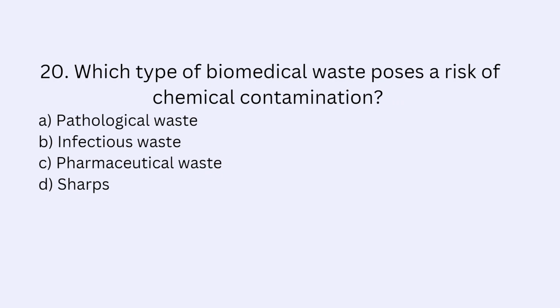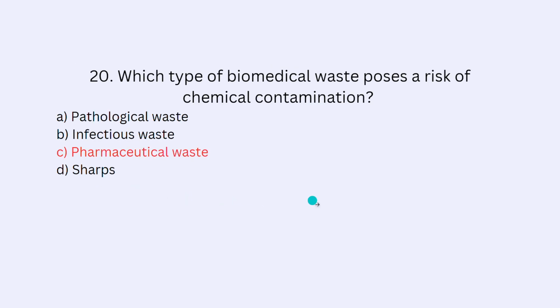Which type of biomedical waste possesses a risk of chemical contamination? Option A, pathological waste. Option B, infectious waste. Option C, pharmaceutical waste. Option D, sharps. The answer is pharmaceutical waste. Chemical contamination means pharmaceutical waste only.